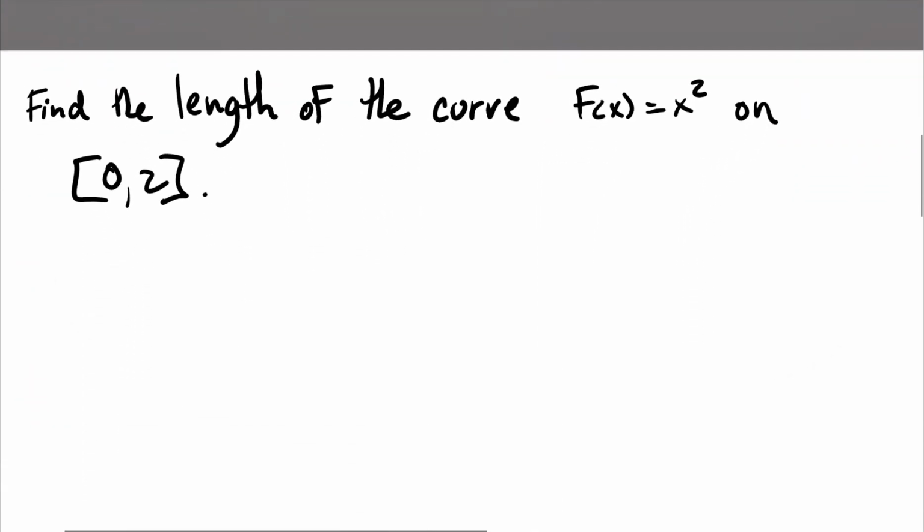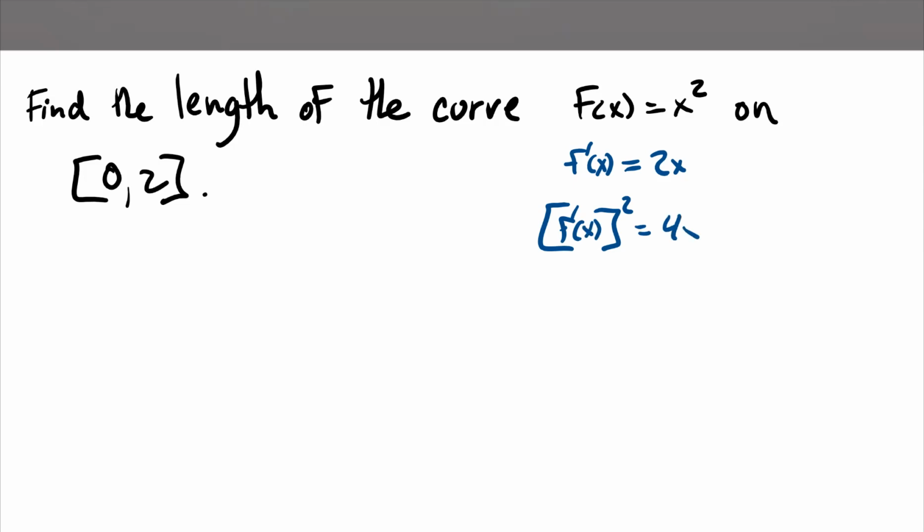So here we go. We're just going to go find the length of the curve. f of x is equal to x squared. That parabola is centered around the y-axis, and the closed interval is from 0 to 2. Then we go through and we're like, well, let's go find our derivative. Let's just get it done now. And then let's square up our derivative, and we get 4x squared. Cool.